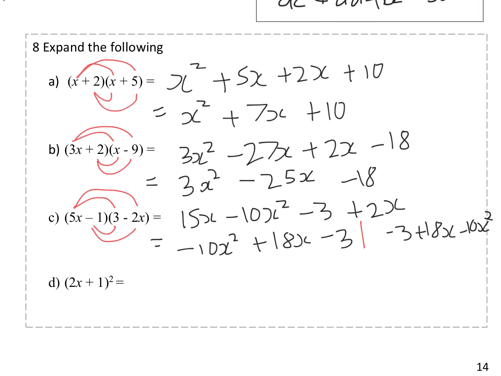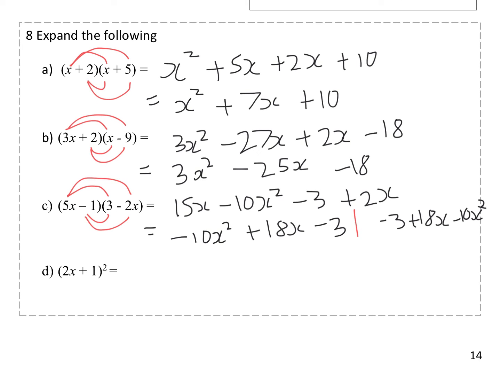And finally, part D. (2x + 1) squared. When I'm writing that out, I should say 2x plus 1 all squared, because the 2x plus 1 is in a bracket. All squared means you have to multiply that by itself, not just square the terms inside the bracket. So we've got to times 2x plus 1 by 2x plus 1.